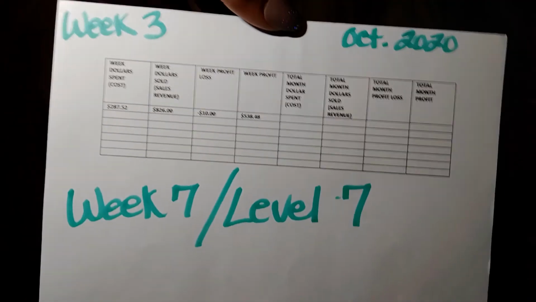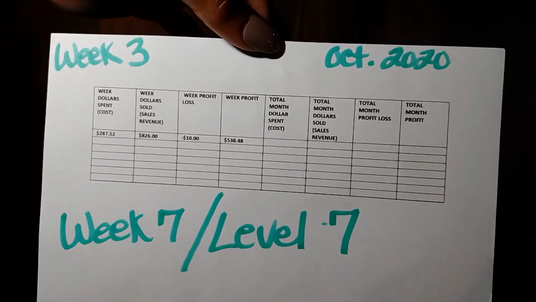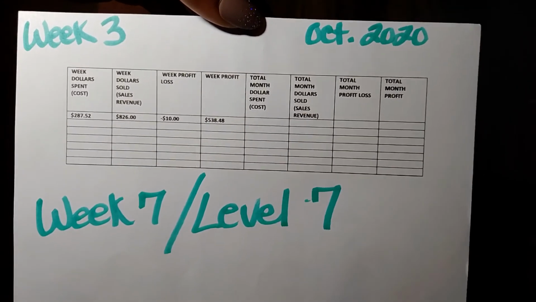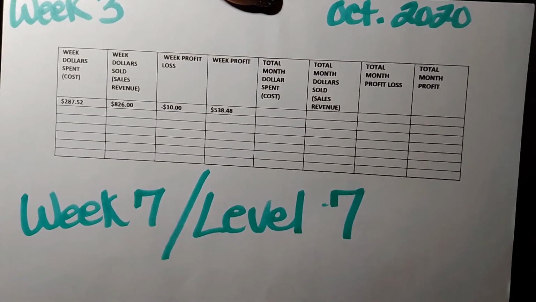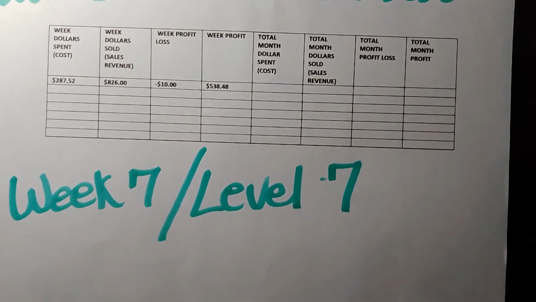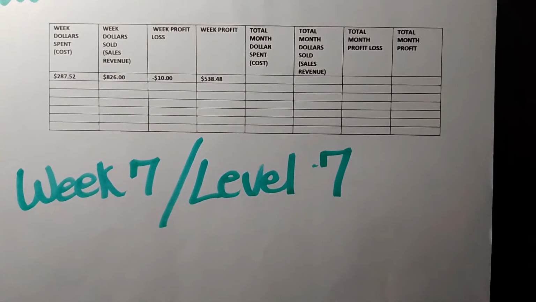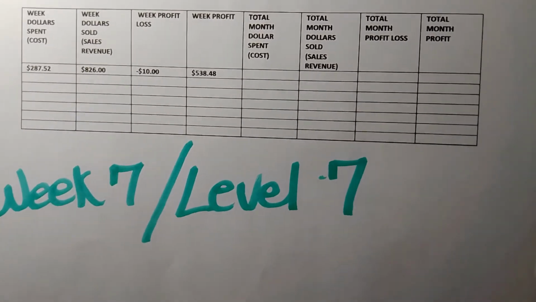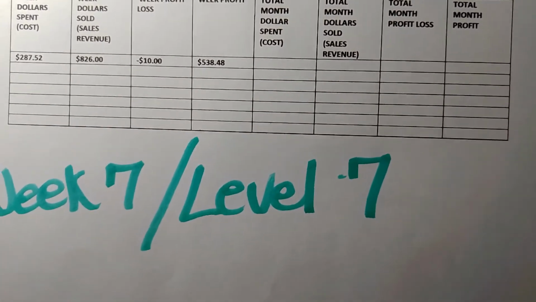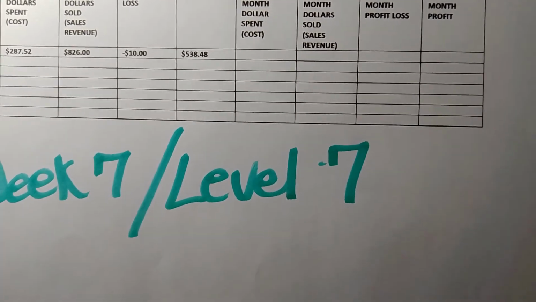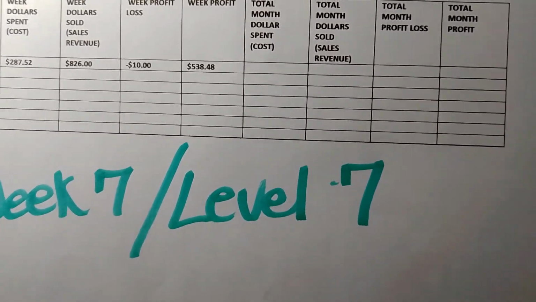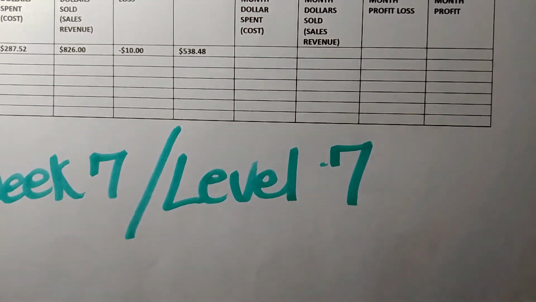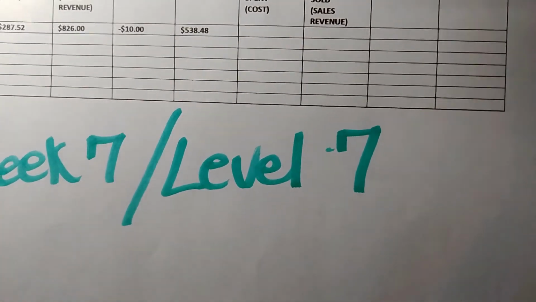Okay, now take a screenshot of this. This is your profit sheet that you do every week after inventory. It says week dollar spent. So all the trucks all week long, everything that we ordered all week long, we spent $287.52. Okay? And then you will see how much did we sell. How much did our customers buy from us this week? It says $826.